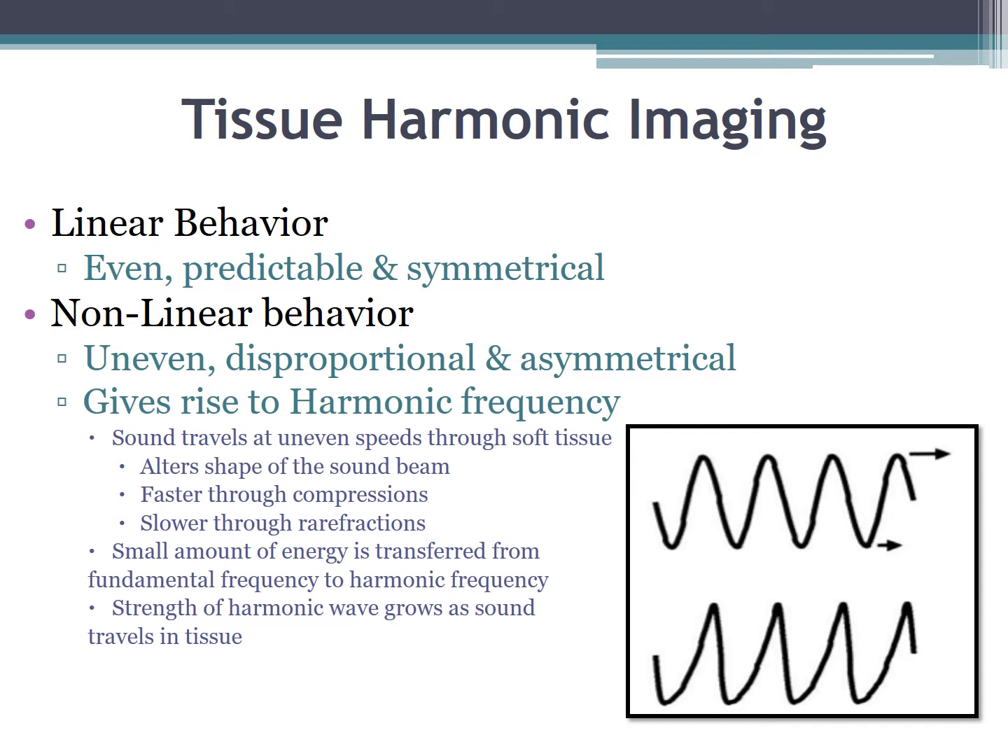And with that, the strength of the harmonic wave is going to grow a little bit as the sound travels into the tissue. The deeper that the harmonic frequency is being created, the more distorted the wave becomes and the less able it is to create images, which is why harmonics isn't as good for deep imaging as it is for mid-range imaging.